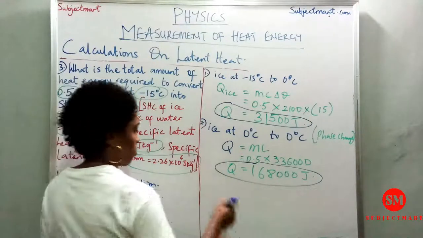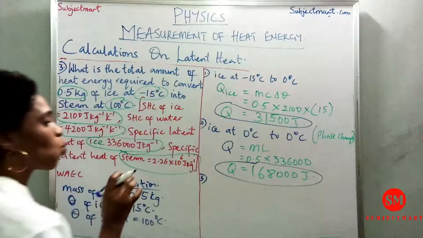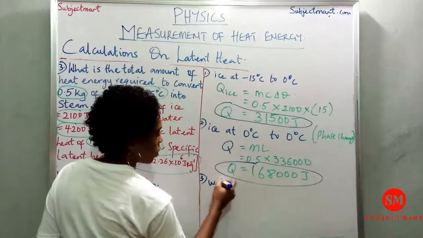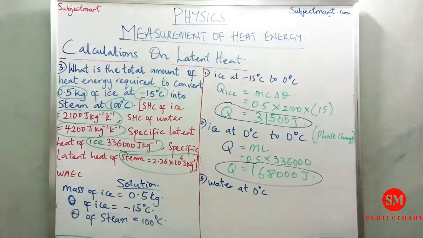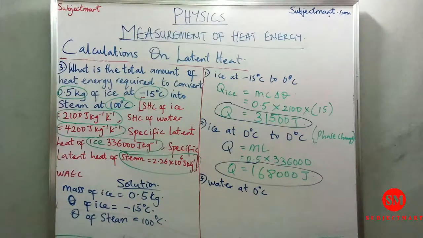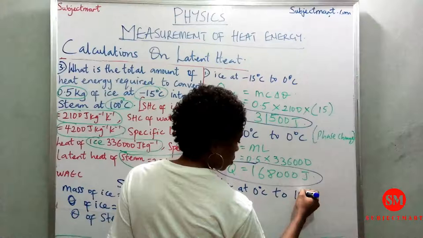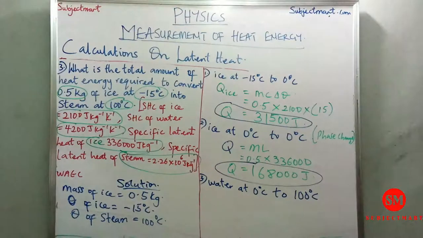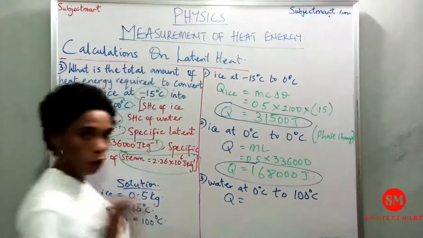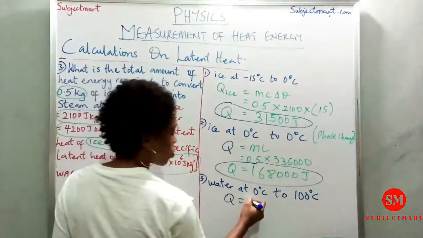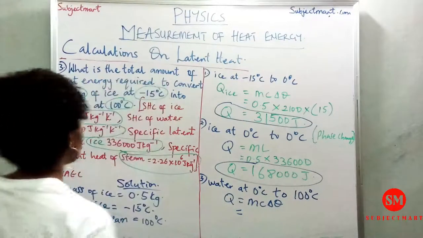Now the third stage is water at 0 degrees C. It's still going to be very, very cold at 0 degrees C. So it needs to change from 0 degrees C to 100 degrees C. There's no change of state at this stage, so I will use the normal formula, which is Q equals MC change in theta for water.